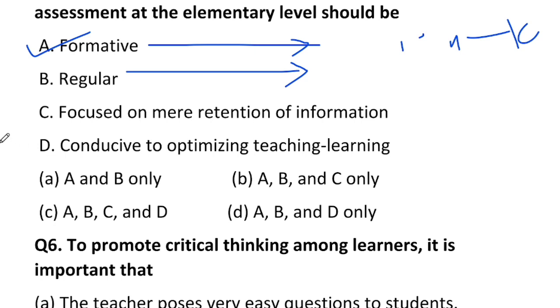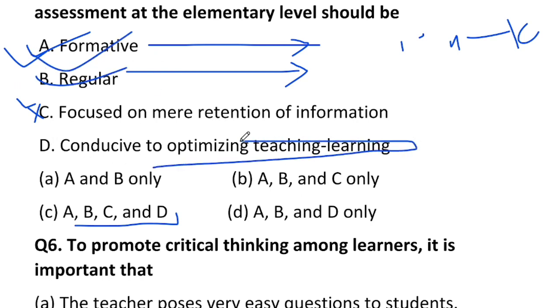What? A and B only. A is right, B is right. Okay. A, B, C only. C is not. A, B, C, D, no. A, B and D, yes. Formative, regular, or optimizing teaching and learning. So the answer will be D, that is A, B and D.